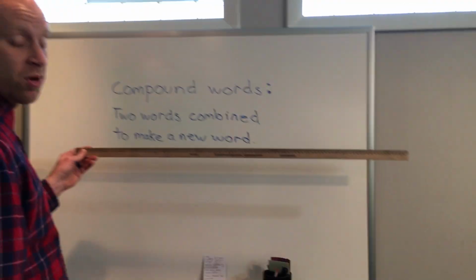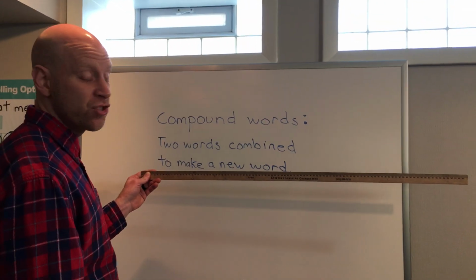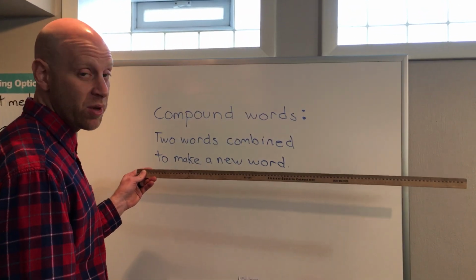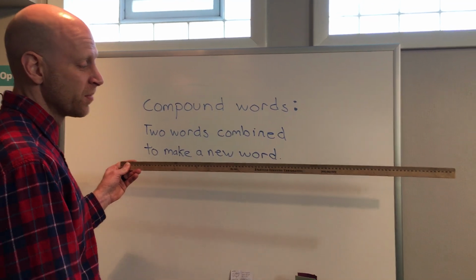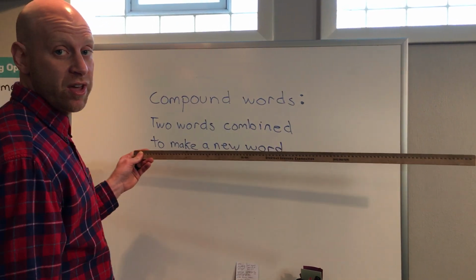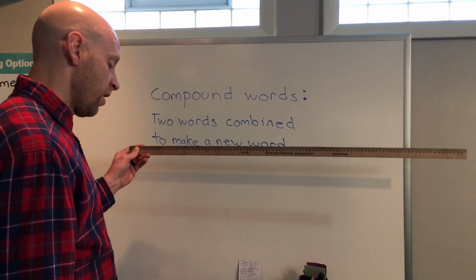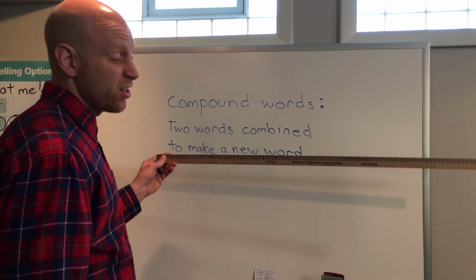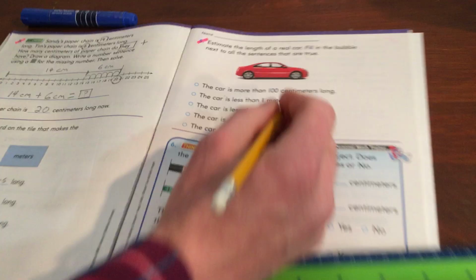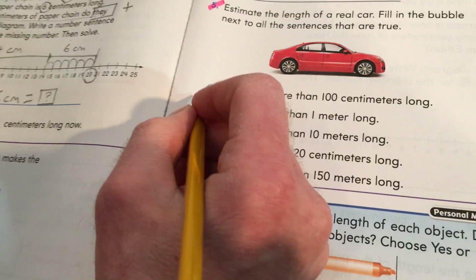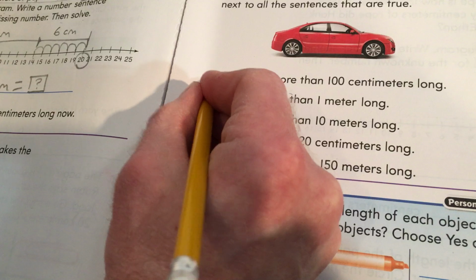Eli and Quinn at one point had a red toy car that they could ride around in the backyard. I'm sure most of you guys have had one of those. This was about the length of that toy car. I'm going to tell you that my car is longer than 100 centimeters, so I'm going to say the car is more than 100 centimeters long. So we'll fill in the bubble. That is true.